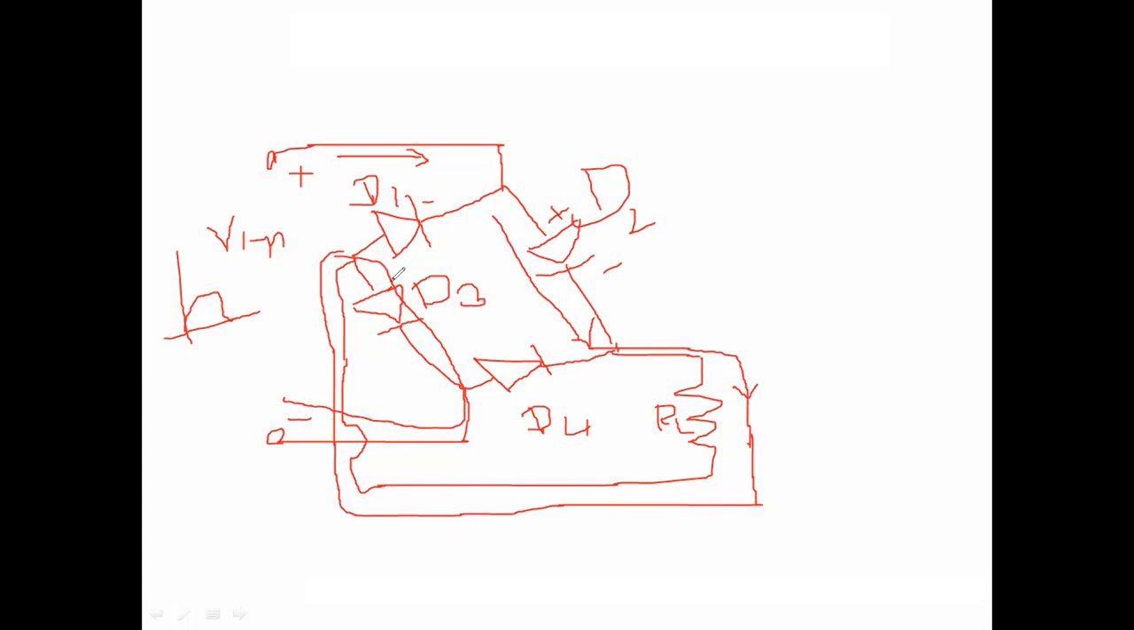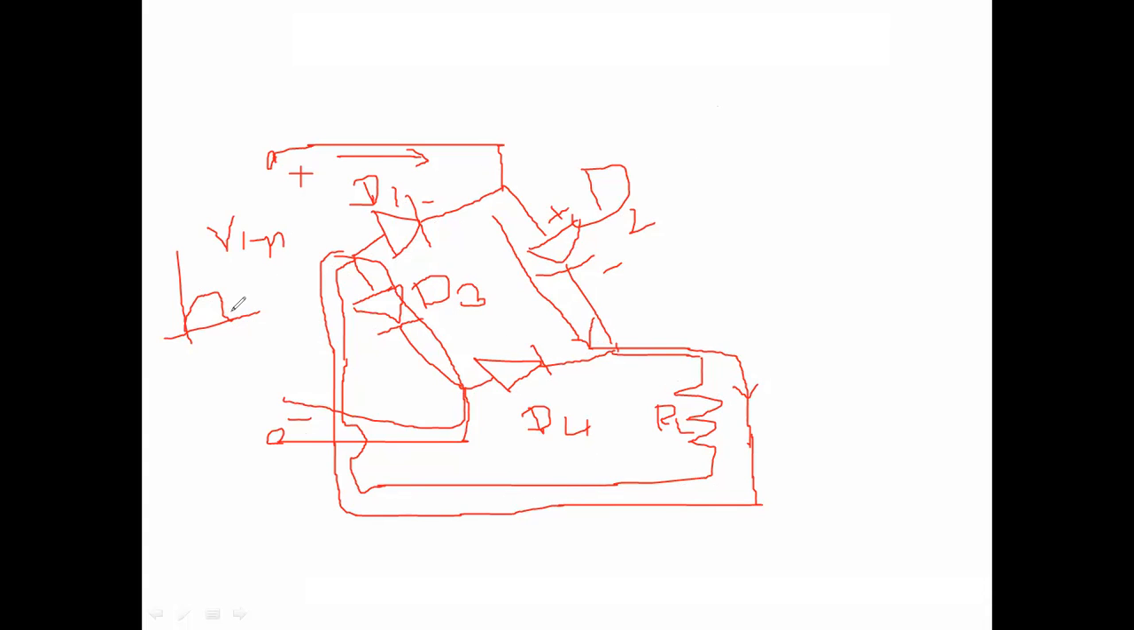Okay, so D1 and D4 are off. D2 and D3 are on, and the current will flow from D2 through resistor RL. RL is the load resistor, and it will flow through D3 and reach the negative terminal. So under forward bias, in the positive half cycle, the current will flow in this way.